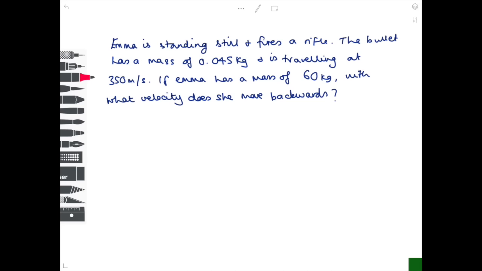Getting more difficult now. This is a recoil velocity style of question, but don't worry, I'll show you the easiest way of doing this. So in this example, Emma is standing still and fires a rifle. The bullet has a mass of 0.045 kilograms and is travelling at 350 meters per second. If Emma has a mass of 60 kilograms, with what velocity does she move backwards? So make this comment first of all: momentum is conserved, which means it doesn't change. And because of that, you can then write this comment: momentum before equals momentum after. And we're going to use this to lay out our answer.